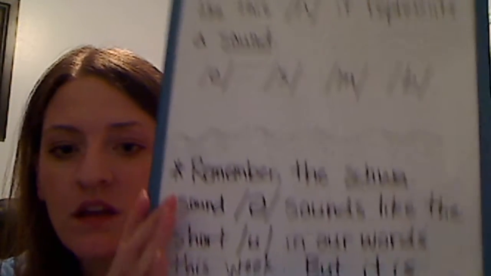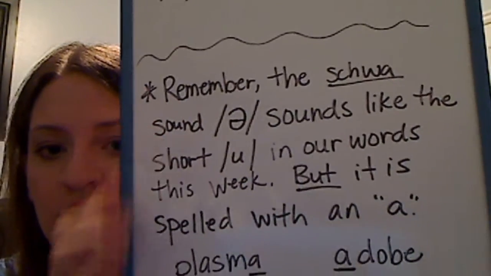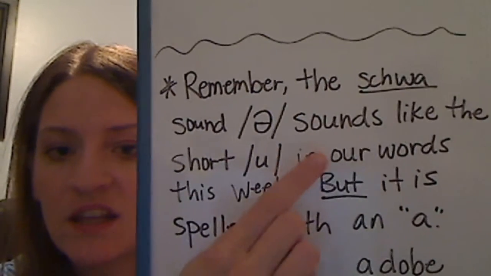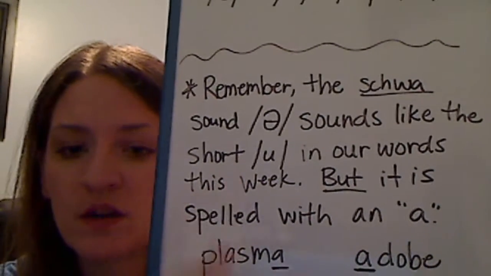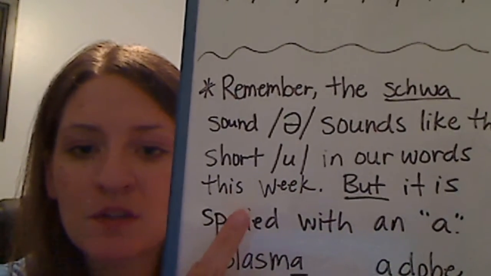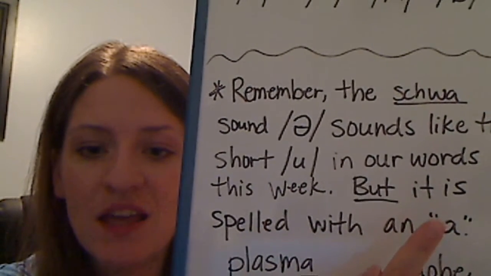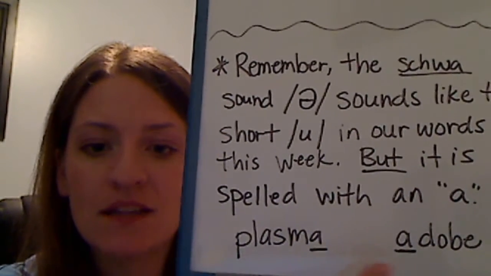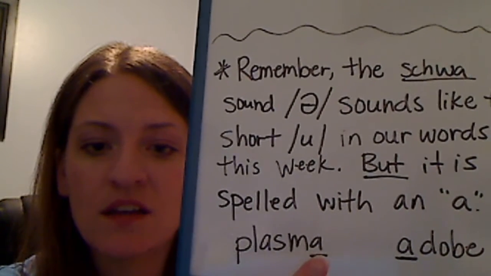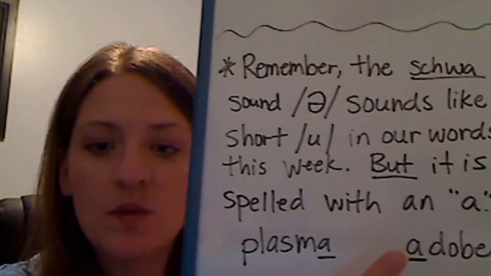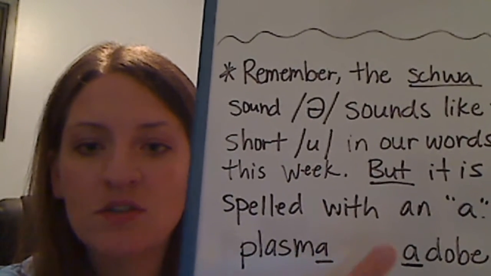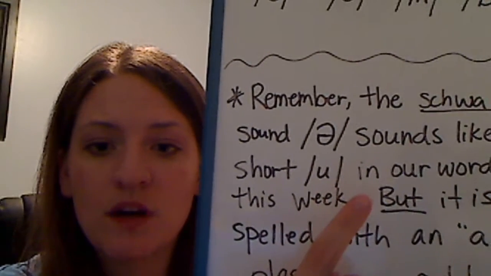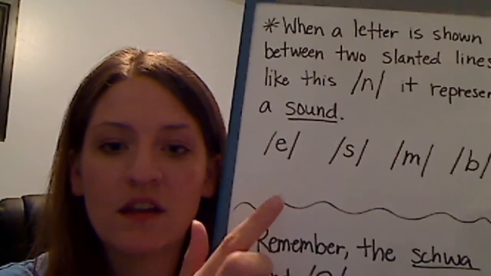Okay? Now, for the second part of this, remember that the schwa sound sounds like a short U, so in our words this week, it's not spelled with a U, it's spelled with an A. Like plasma, the sound is at the end, or adobe, the sound is at the beginning of the word. So all of your words this week have a schwa sound in that first part of your word list, and on the worksheet you're going to be working with sounds.